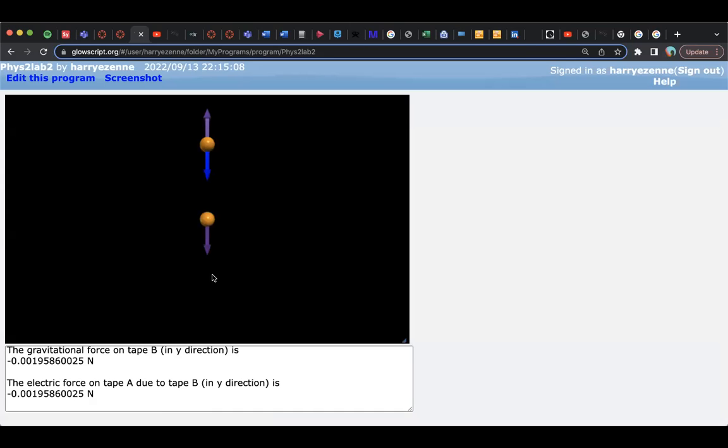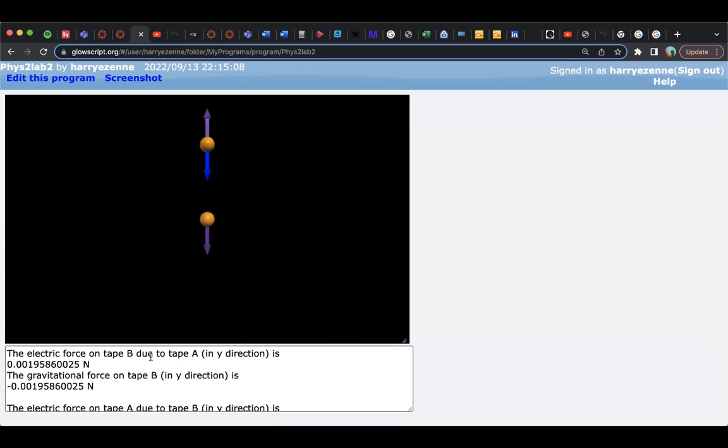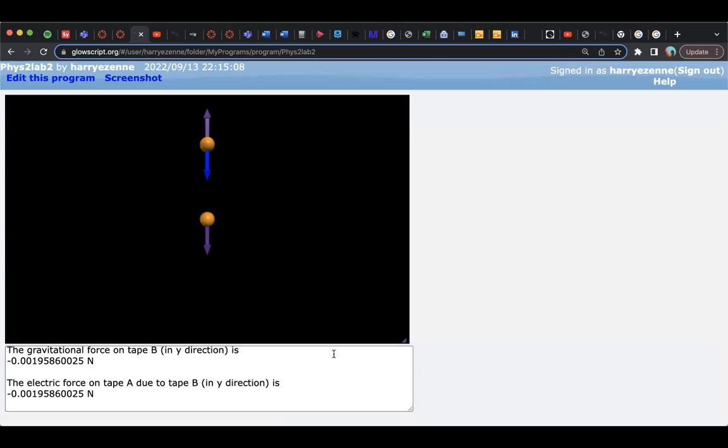This is how the model looks. The purple arrows represent the electric force, the blue arrow represents the gravitational force. And these are the values that I got.